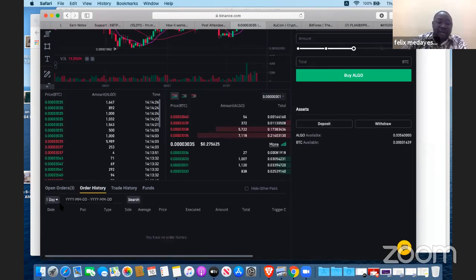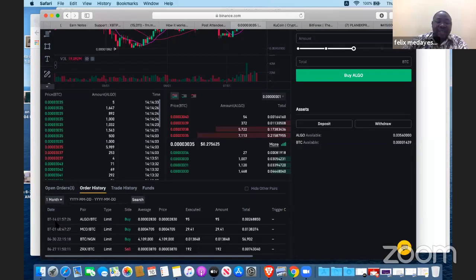So I click on order history for how long? Maybe for more than 1 month. So you can see those orders. Look at the coins. Okay, look at it. It means I bought the Algo itself at 2,830 Satoshi. If I want to sell now, I've made a small profit. Okay, MCO and all of those coins. Just to show you all of these that I've bought, I've sold.